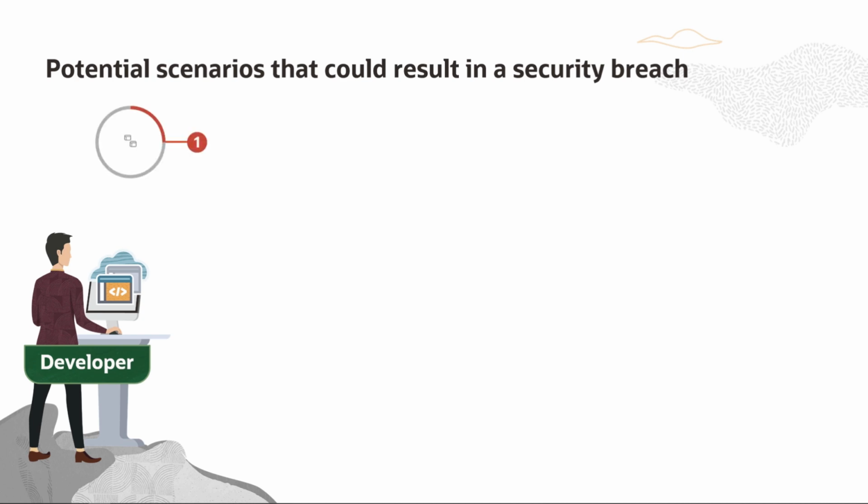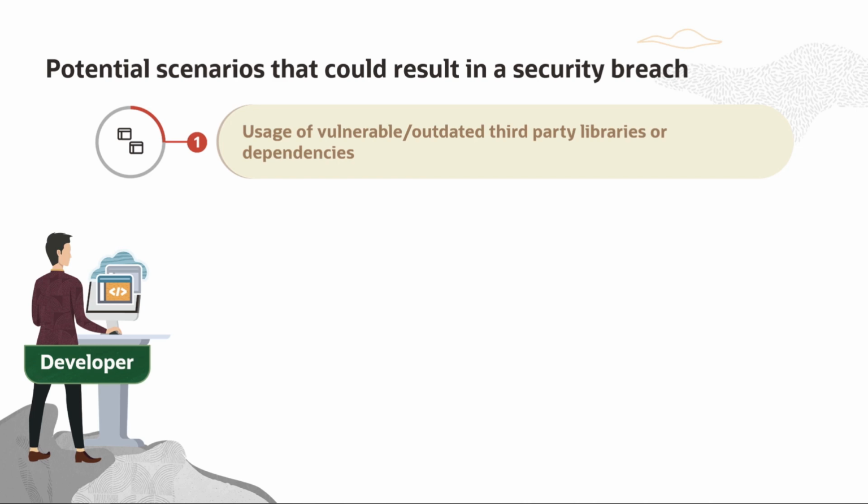These include using outdated or vulnerable third-party libraries or dependencies. Now, many applications rely on third-party libraries or dependencies to function properly. However, if these libraries are outdated or contain known vulnerabilities, they could be exploited by attackers to gain access to sensitive information or execute malicious code.